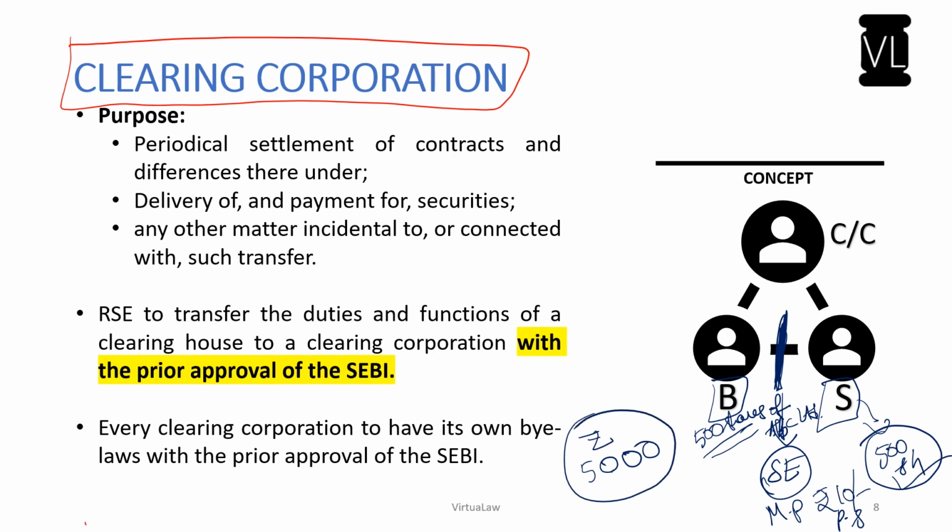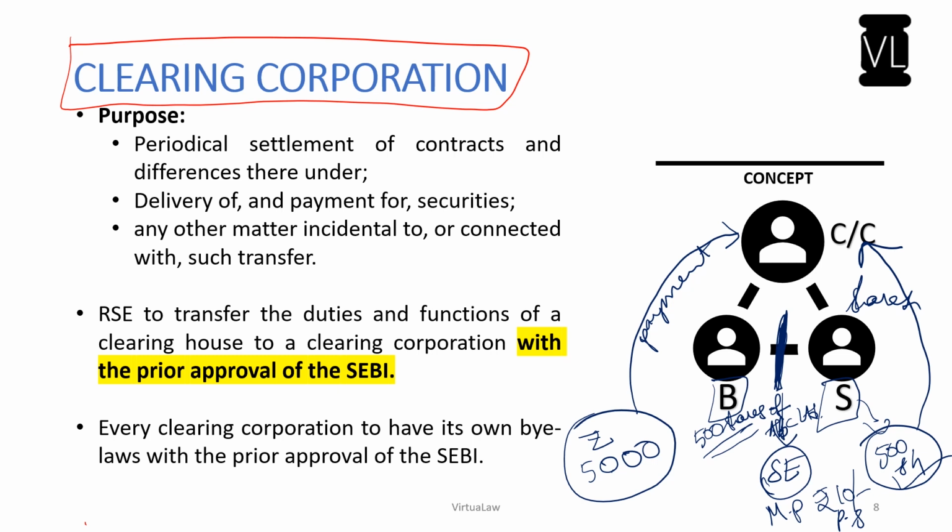So this rupees 5,000 in B's account will go to the clearing corporation, and these 500 shares of S also will go to the clearing corporation. So the payment is also going to the clearing corporation, and the shares are also going to the clearing corporation.